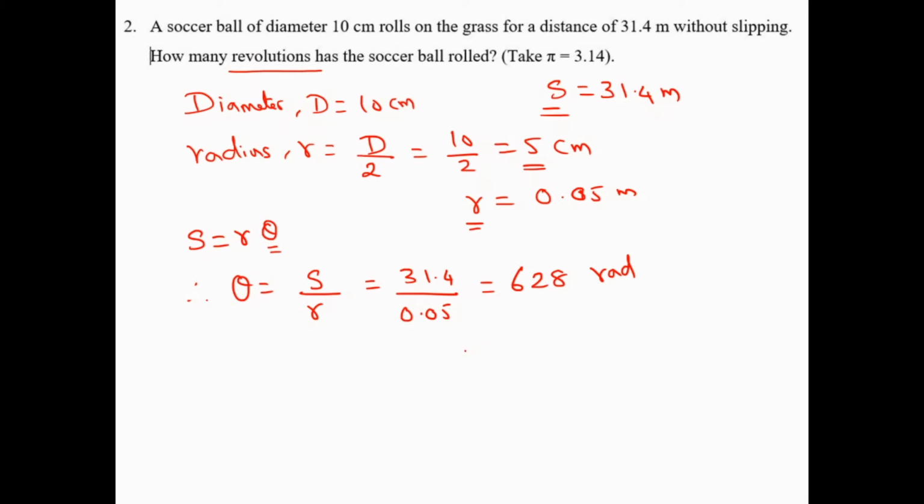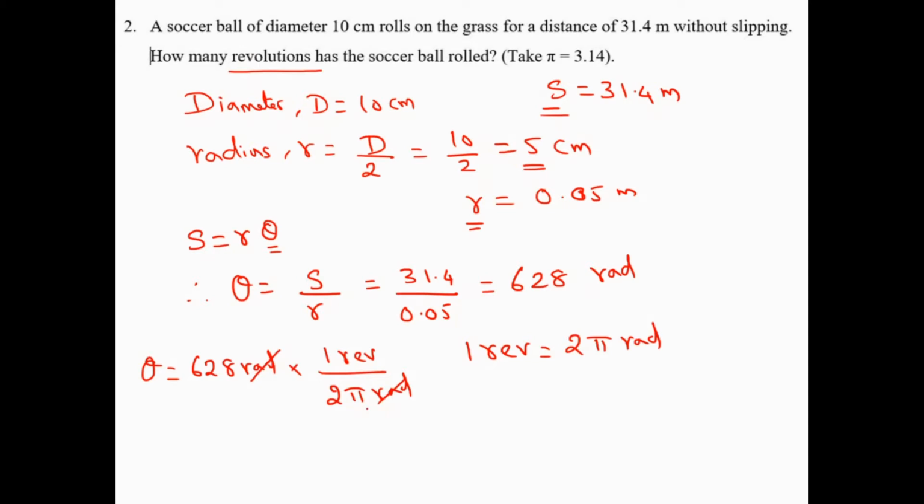So what is the relation? 1 revolution is equal to 2 pi radian. I'm going to use this relation for converting radian to revolution. So theta, which is equal to 628 radian, I'm going to convert in terms of revolution. So how can I write the equation? 1 revolution over 2 pi radian. So by that, radian gets cancelled with this radian and you will get the answer in terms of revolution.